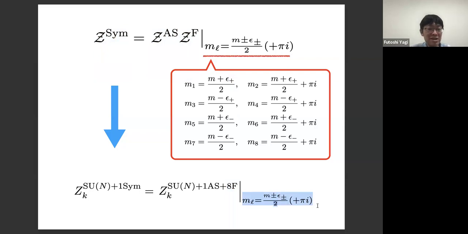So at this stage, the identity is, I think, already non-trivial, although the philosophy is very simple: we replace O7 plus by O7 minus plus 8 D7. And I said that this D7 is at the location of O7 minus, but this same position is actually slightly resolved by the parameter epsilon. And this is some non-trivial observation at the level of the Nekrasov partition function.